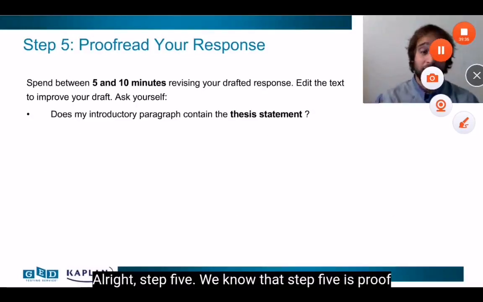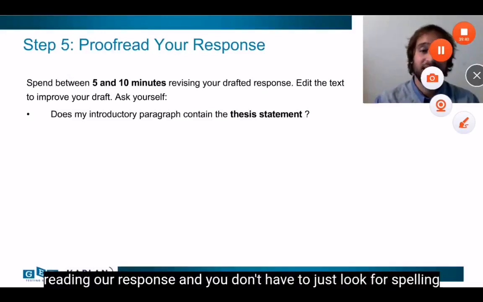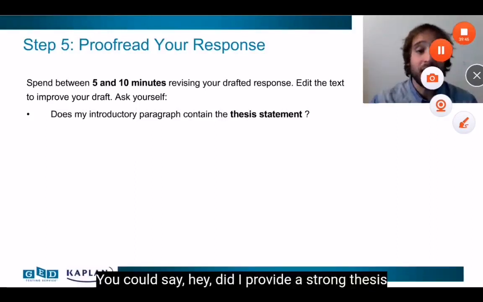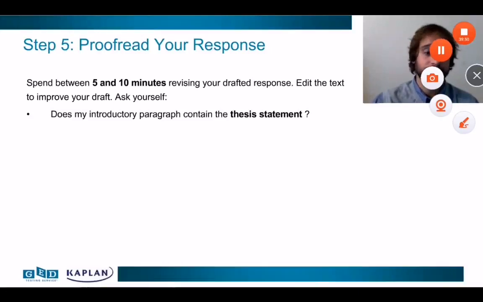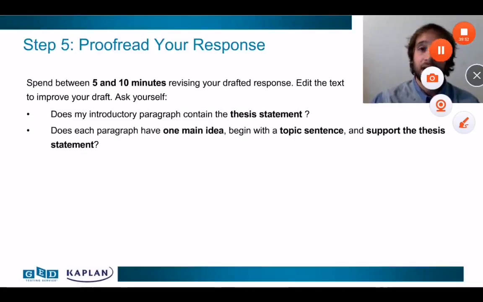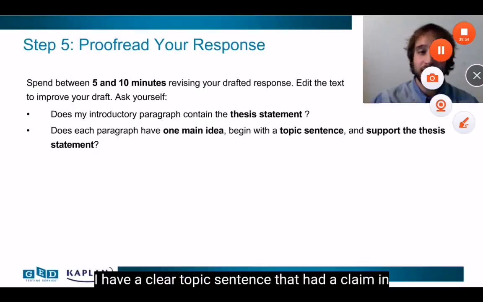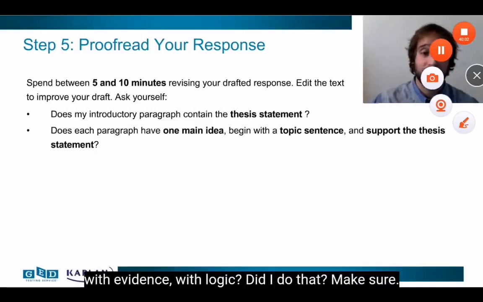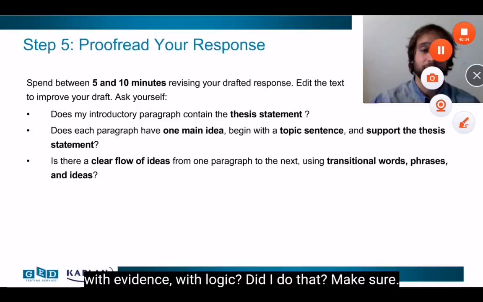All right, step 5. We know that step 5 is proofreading our response. And you don't have to just look for spelling and grammatical errors. You can check your organization. You could say, hey, did I provide a strong thesis statement in my introduction? Did I have a clear topic sentence with a claim in each body paragraph, and did I support that claim every time with evidence, with logic? Did I do that? Make sure.